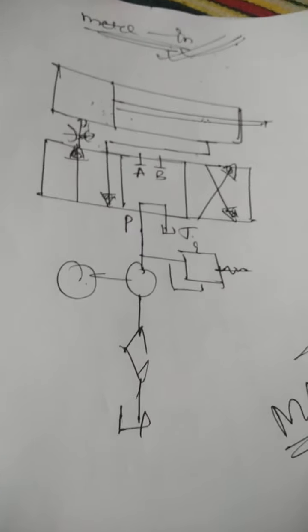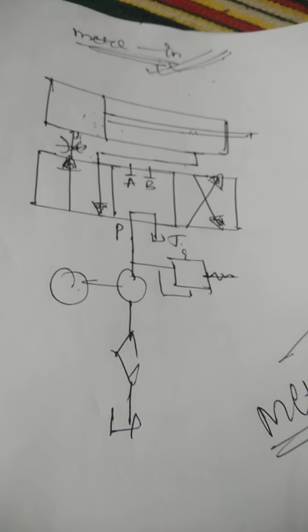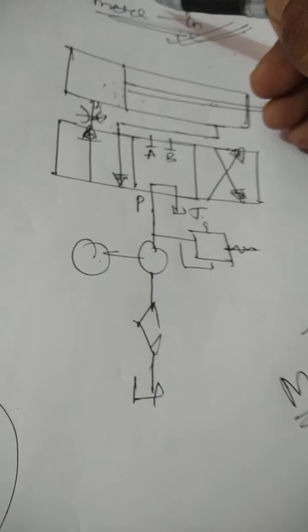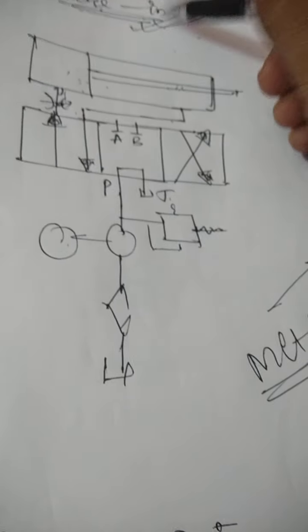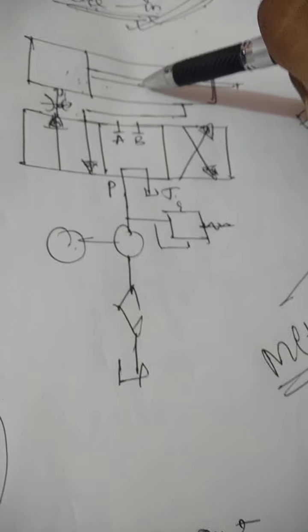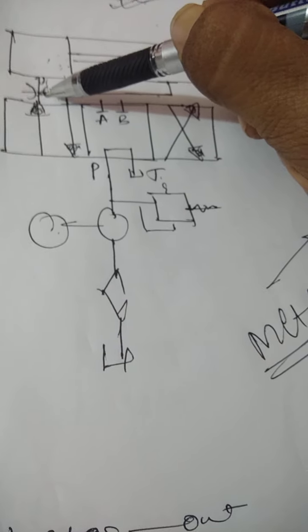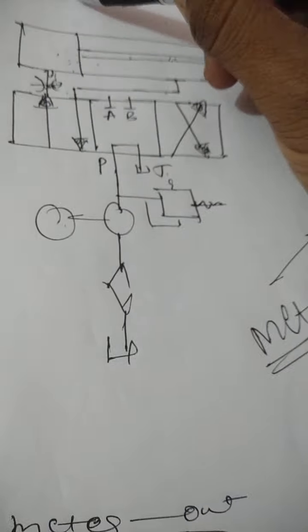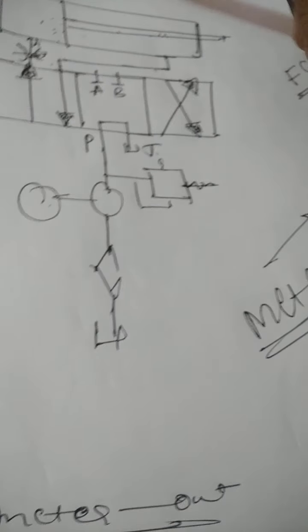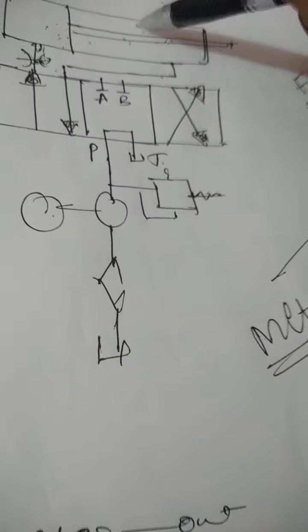This is the hydraulic circuit diagram, which I am calling a meter-in hydraulic circuit diagram. As already told, meter-in means controlling at the inlet side, controlling the piston movement by connecting a fluid control valve at the inlet side. Therefore, it is called a meter-in fluid control circuit diagram.